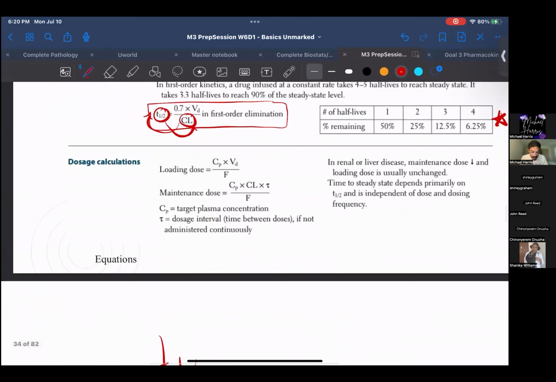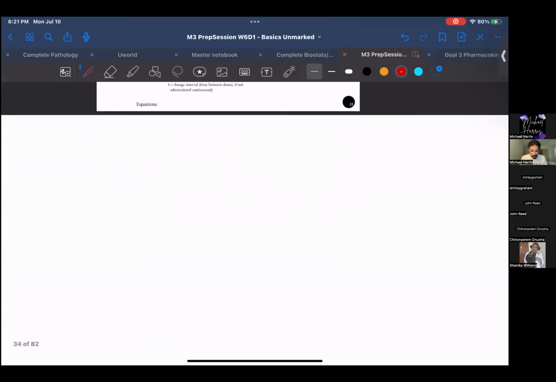Now, let's get to dosage calculations. This is how you dose your patient. So, with that being said, you can see how a lot of questions can come from this, because this is a very important thing to know. How much do you give this patient? Okay? So, this is how it works out.